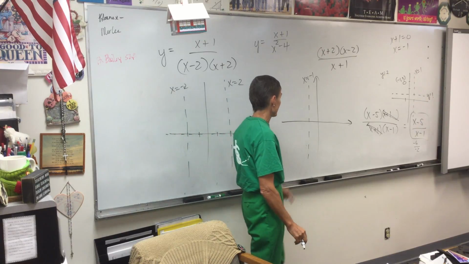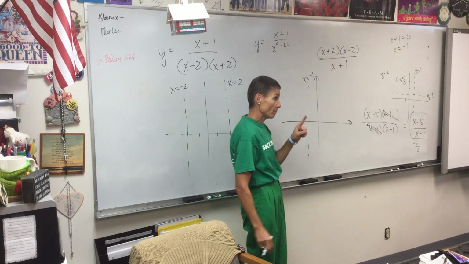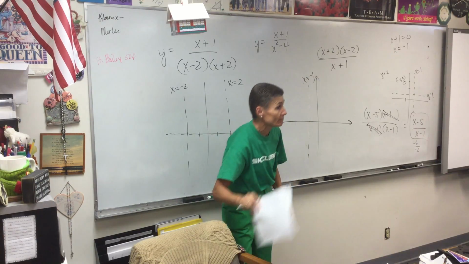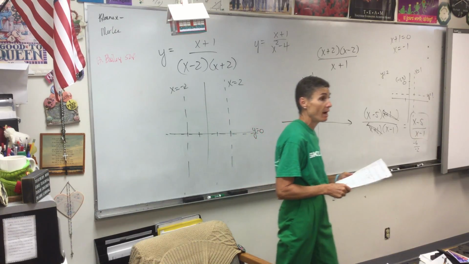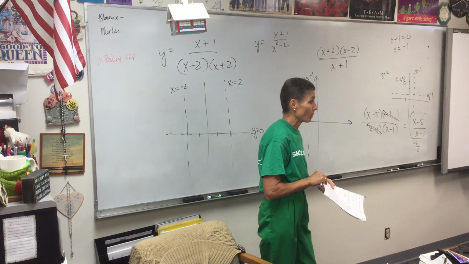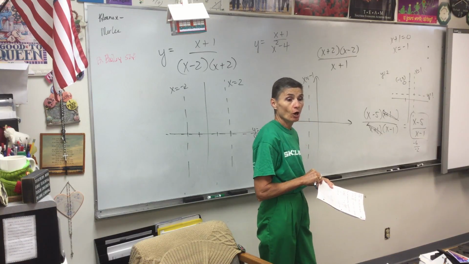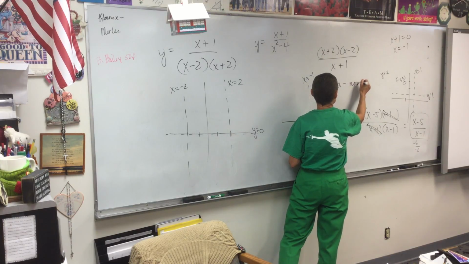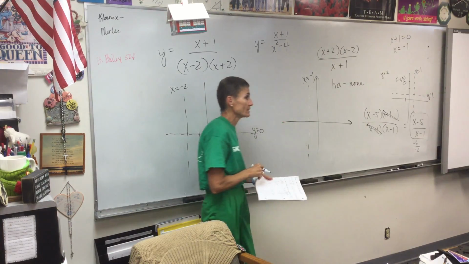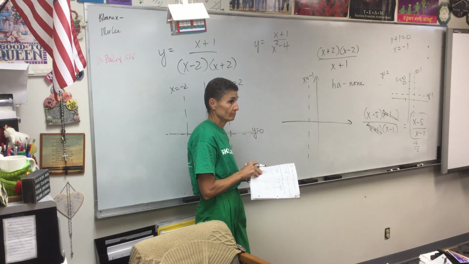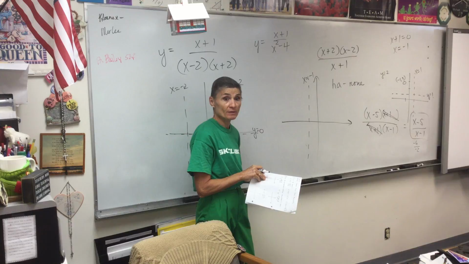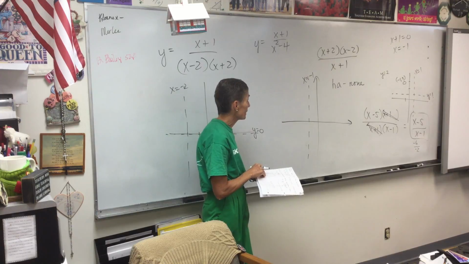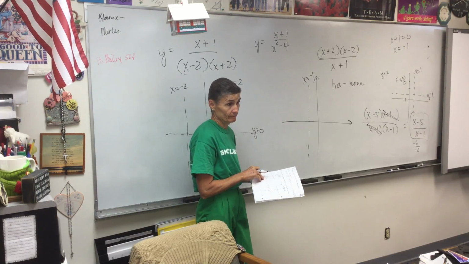Now look at the powers. No holes. Got our vertical. Now I'm looking for horizontal. Look at the powers in the original problem. What do you notice about it? It's bigger on the top. What's the rule for bigger on the top? No horizontal asymptote. So horizontal asymptote, none. When the power is bigger on the top, we don't have one.